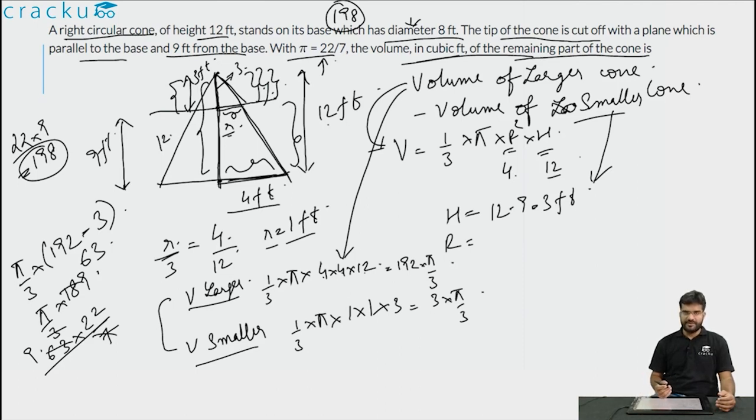The second complexity over here is figuring out the radius of the smaller cone. You should understand that the radius and height of both the cones are in proportion, because the plane which is used to cut off the smaller cone is parallel to the base. So once you figure out that the radius of the smaller cone is 1 foot, calculating the volume of the smaller cone and the larger cone is quite straightforward.